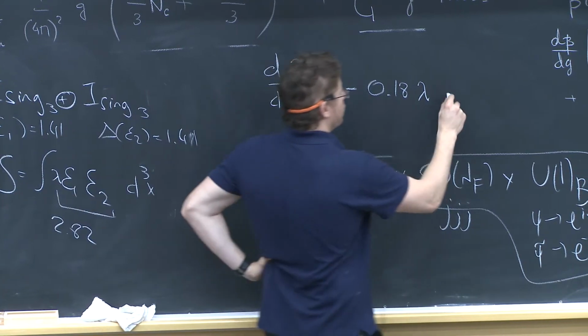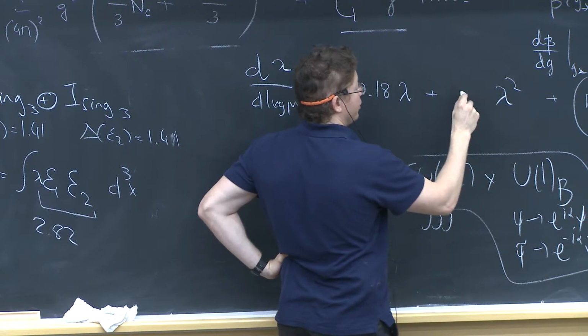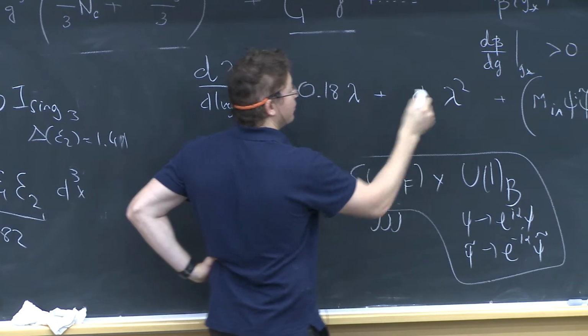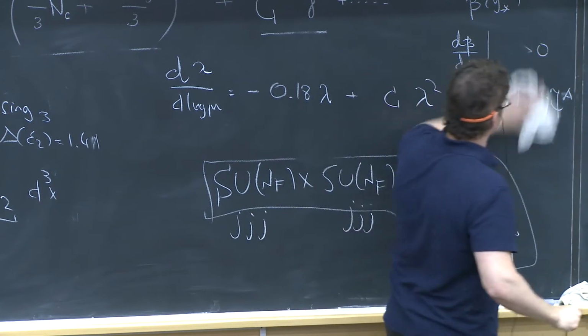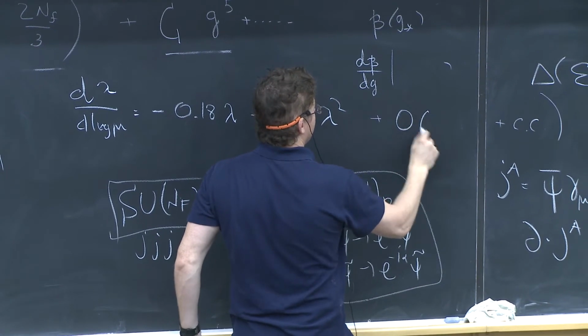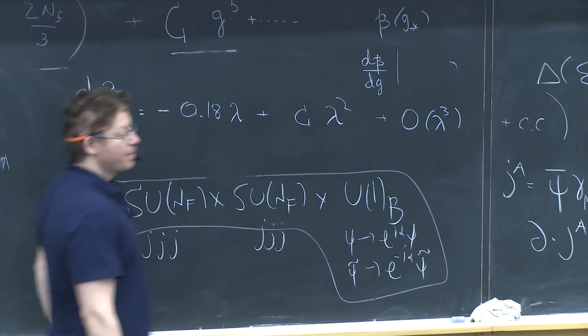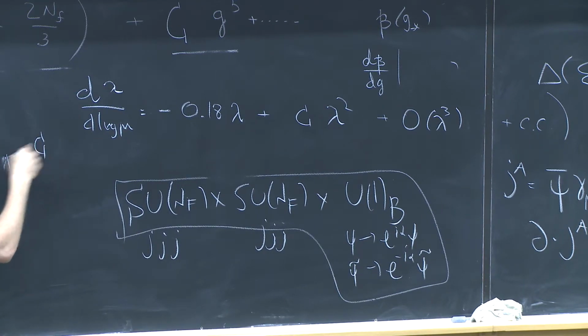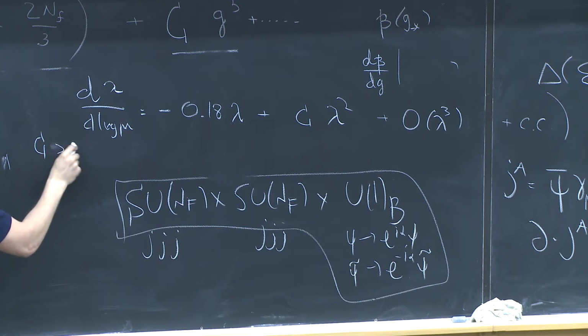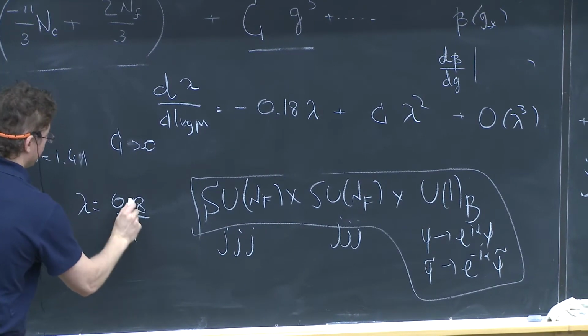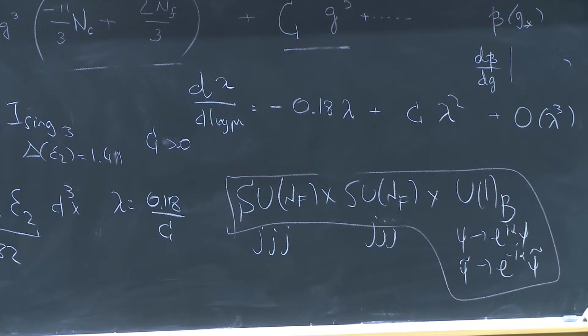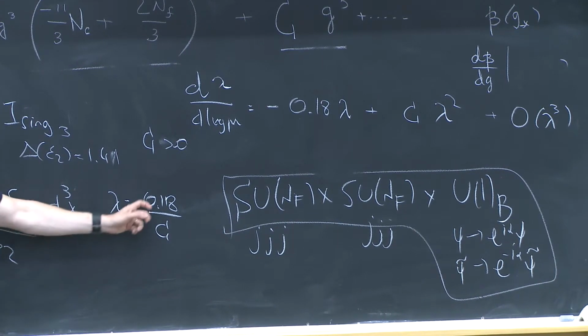And then there is some one-loop correction, lambda squared, with some coefficient. Let's call this coefficient C. And then there are some order lambda cubed corrections. Suppose you could prove that C is non-zero and positive. Let's say C is 3. So the fixed point would be at lambda equal to 0.18 over C.